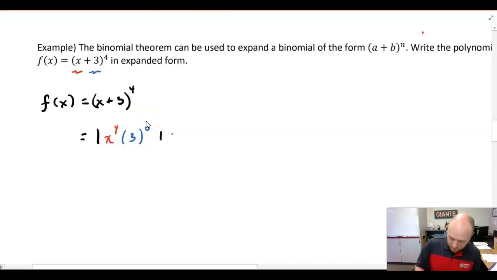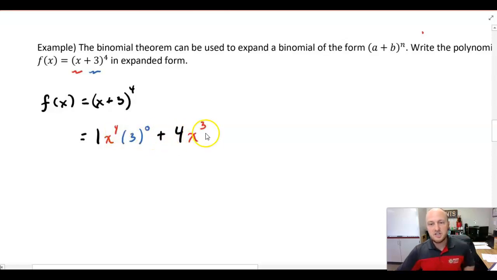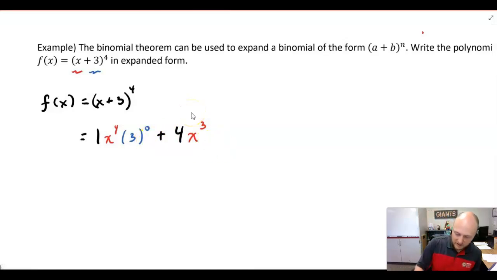Plus, I'm going to go ahead and put my second coefficient. Remember, my second coefficient always matches the power, so 4 times my first term to the power of 3. Now it's decreasing, right? I started with 4, now it's power of 3. And then my second term is going to increase. So I had 3 to the power of 0. It is now 3 to the power of 1.